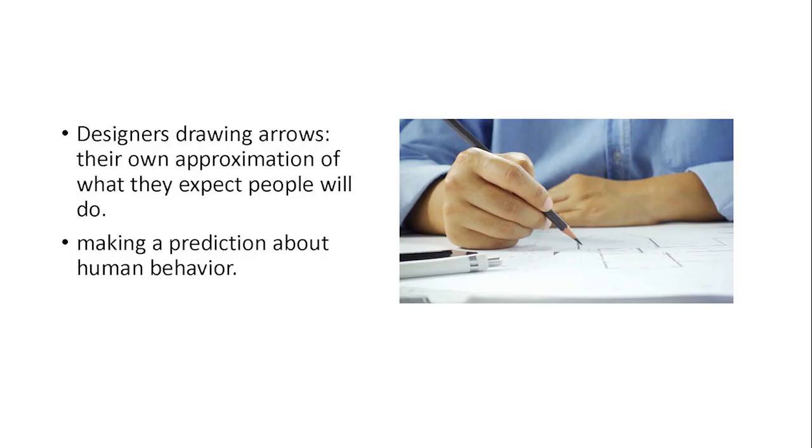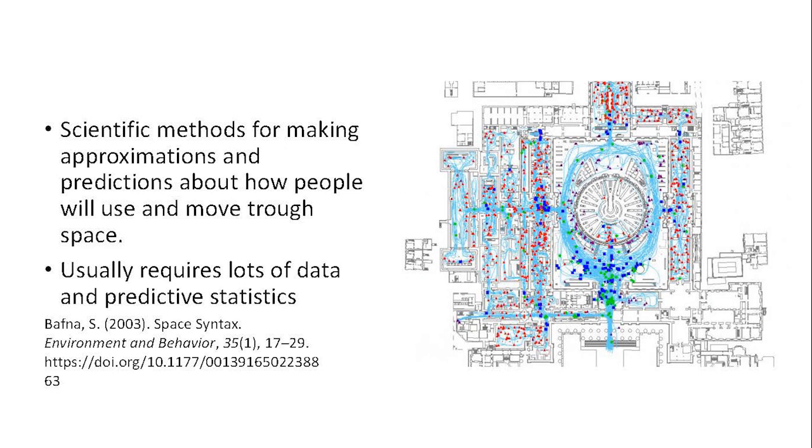So when designers draw arrows, it's their own approximation of what they expect people will do. Essentially, they're making a prediction about human behavior. There are also scientific methods for making approximations and predictions about how people will use and move through space. And doing this usually requires lots of data and some sort of predictive statistics.